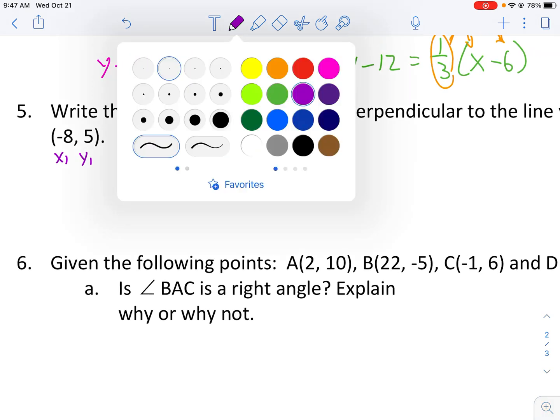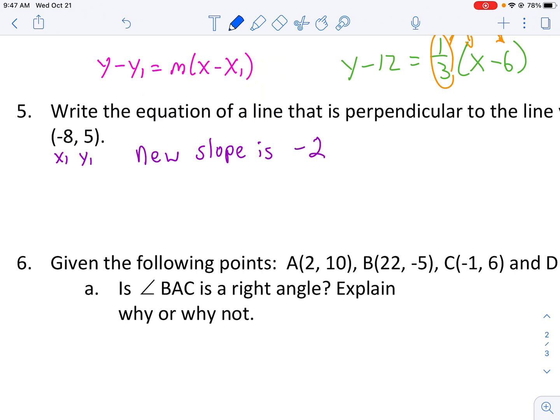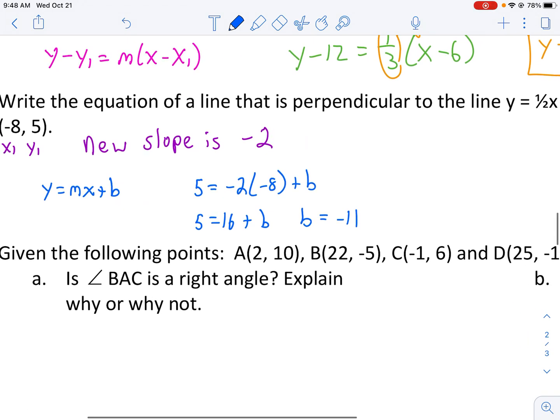Using point slope from above. You know what? I'm going to use y equals mx plus b here, just so you guys can remember how to do that. So y equals mx plus b. So I'm going to plug in y, which is 5, m is -2, and x is -8, and then plus b. Okay, now find b, and you get 5 equals 16 plus b. Subtract 16, and you get b equals -11.